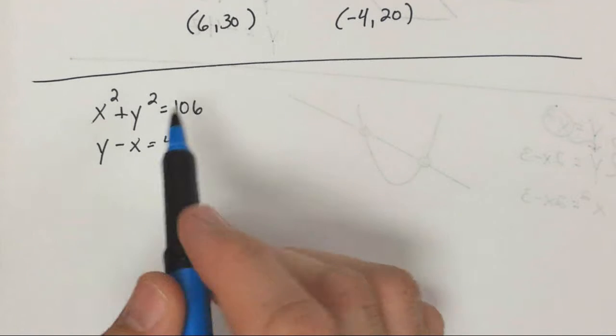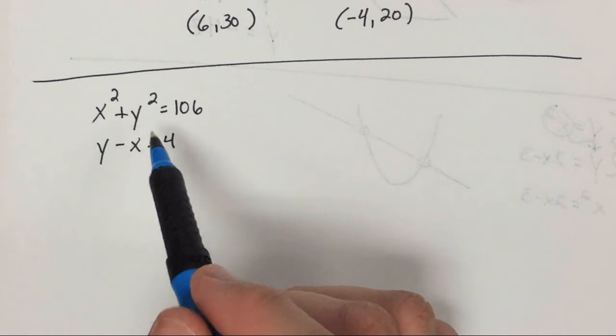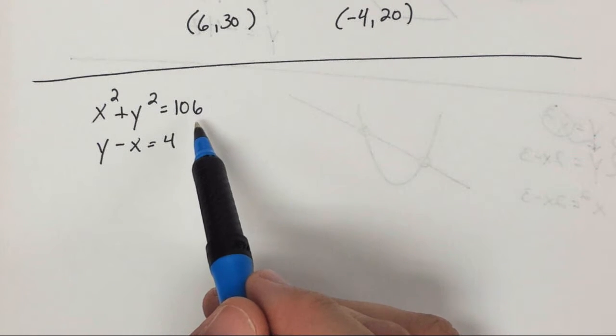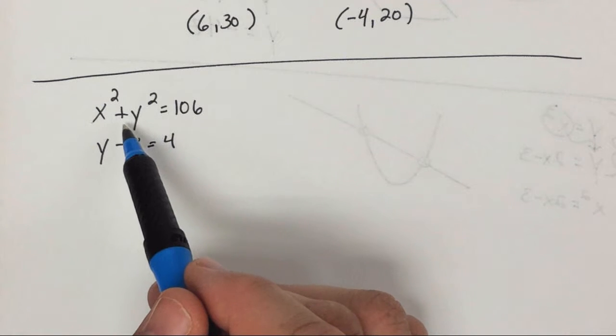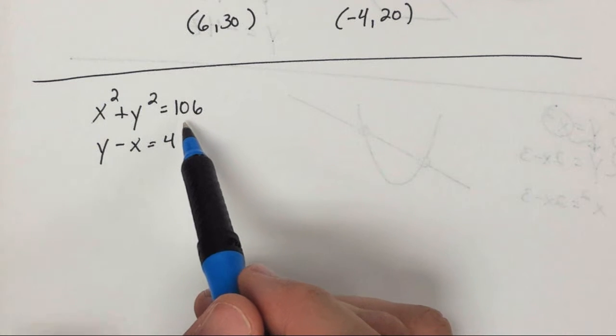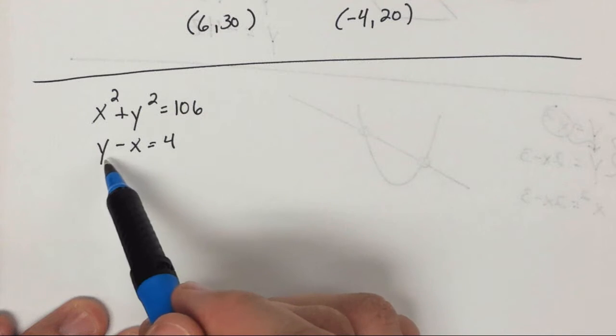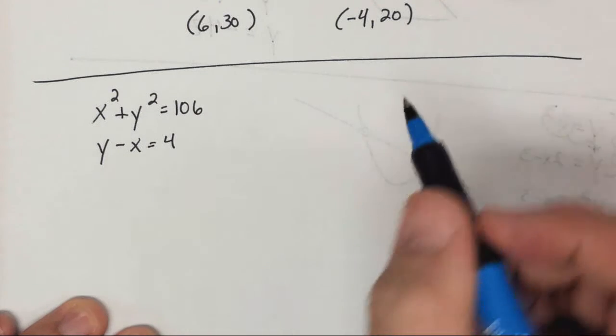Again, x squared plus y squared equals 106. That's in your x squared plus y squared equals r squared form. This is a circle that has a center at 0, 0, that has a radius of a little bit over 10. And then you have a line, y equals x plus 4.